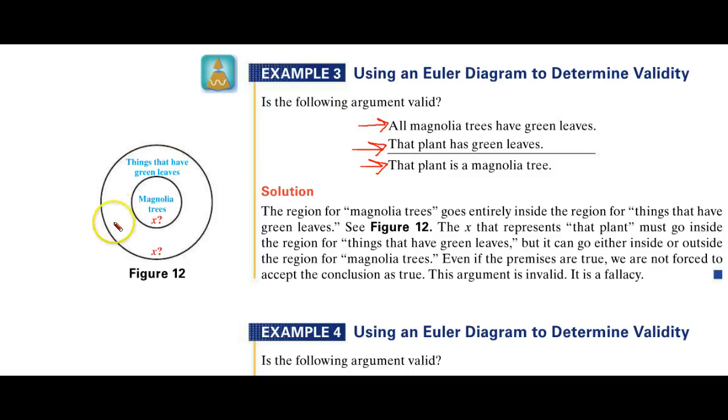Well, again, your super circle in the Euler diagram is that things have green leaves. Now, as a subgroup of that, the magnolia trees fit within that group. But then the question is, where do you put the X? That plant is a magnolia tree. It could be inside there, or it could be outside of it. You don't know. So the premise may be true or may not be true. Because of uncertainty, we cannot accept the conclusion as true. Thus, the argument is invalid. It is a fallacy.